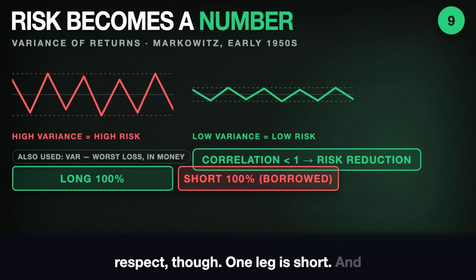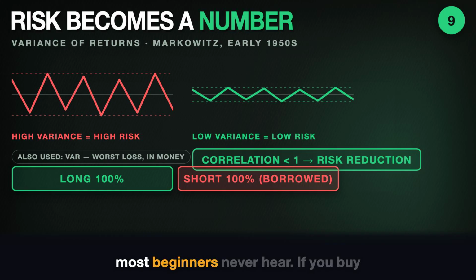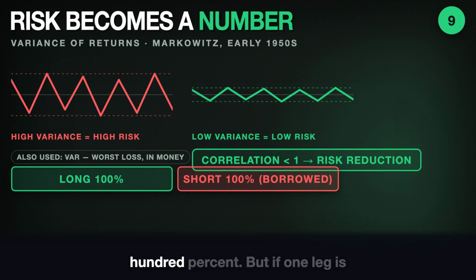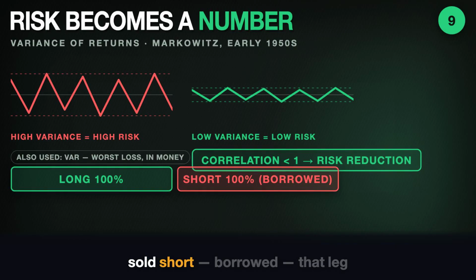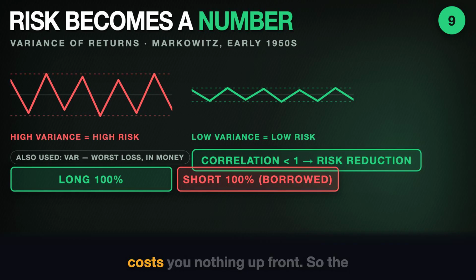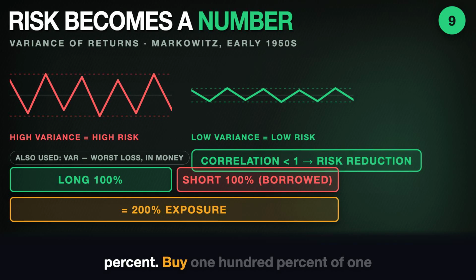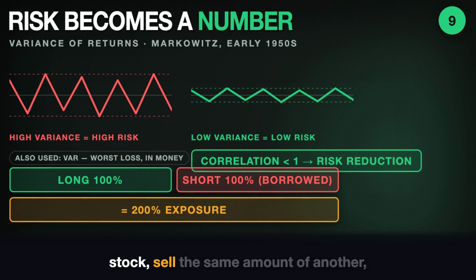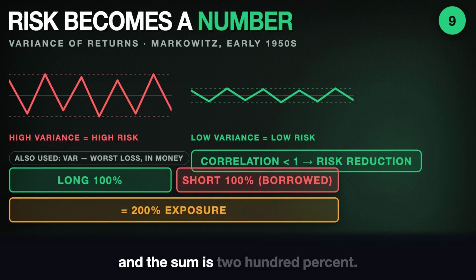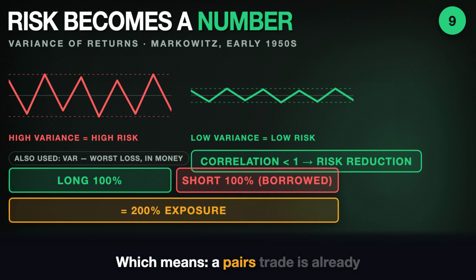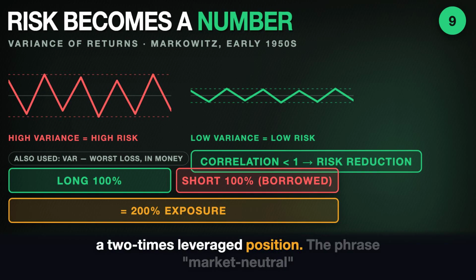Pairs trading differs in one respect, though. One leg is short, and that's where a fact turns up that most beginners never hear. If you buy both legs, your weights sum to 100%. But if one leg is sold short, borrowed, that leg costs you nothing up front, so the weights sum to more than 100%. Buy 100% of one stock, sell the same amount of another, and the sum is 200%, which means a pairs trade is already a 2 times leveraged position.